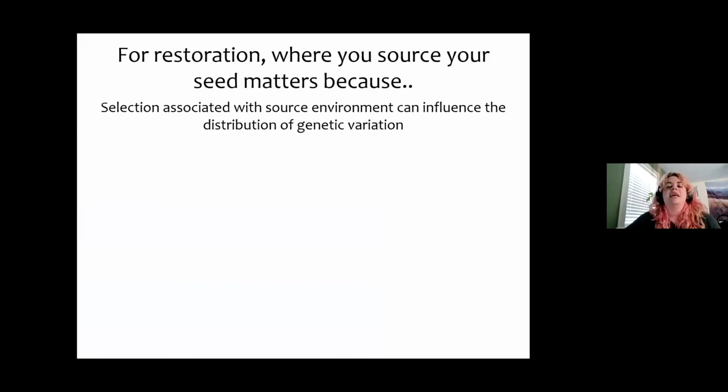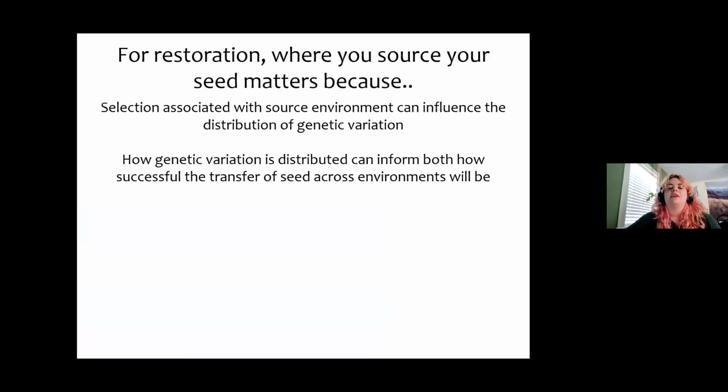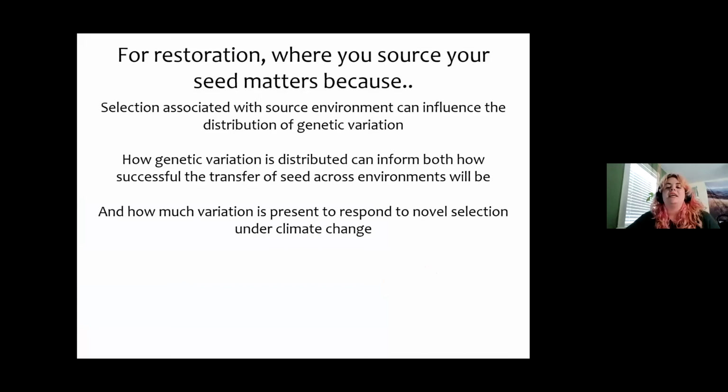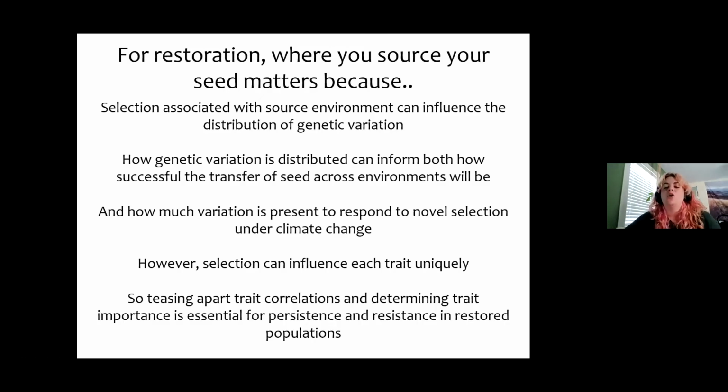All right, so summing it all up, for restoration, where you source your seed matters. And it matters because selection associated with your source environment can influence the distribution of genetic variation in traits important for adaptation. So for prairie smoke, the amount of genetic variation matters because it tells us the risk of transfer. When the alvar populations moved into the prairie environment, we saw that they managed their water use better than the local prairie populations. But we need to also think beyond just what the transfer risk is and think about how plants will adapt to climate change, and the distribution of variation can give us insight into that. And then lastly, we saw that selection influences traits differently. So teasing apart trait correlations or determining which trait is more important for persistence on the landscape is going to be essential for population persistence in the future.